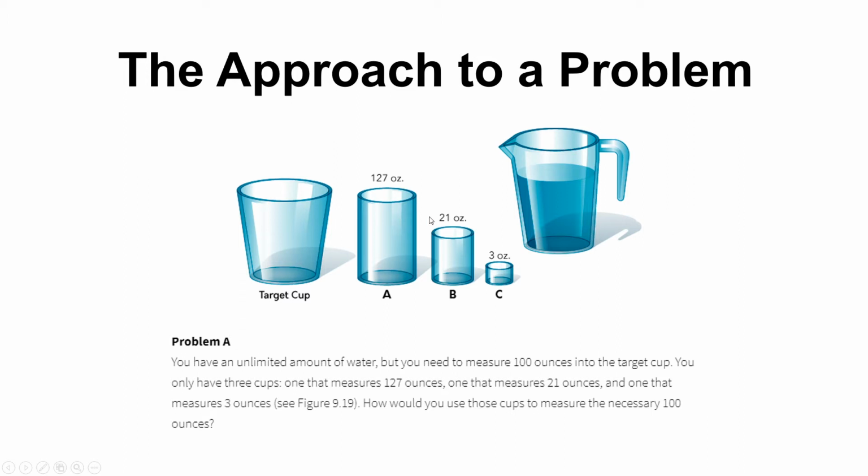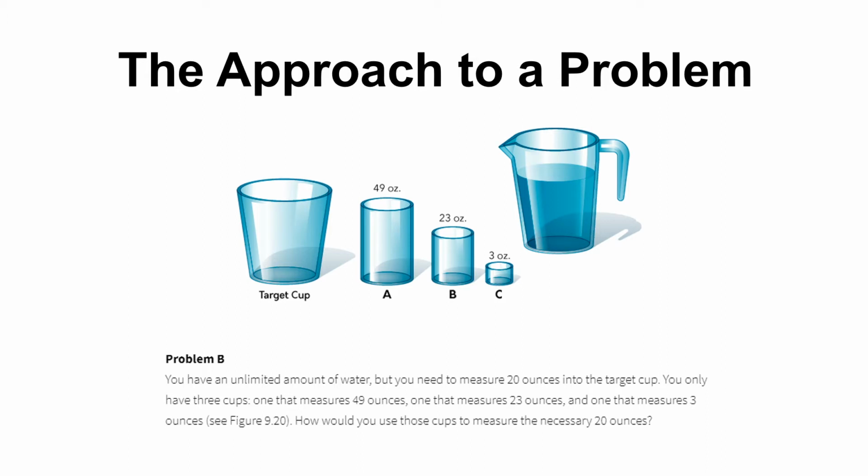Now, one solution that we could use is we fill cup A, pour that into our target cup, and then we subtract 21 ounces using cup B. That would bring our total down to 106 ounces, and then we could subtract 2 of cup C. So 3 and 3 would reduce 6 ounces and bring us to 100 ounces total. That would be a pretty efficient solution to this problem. So we've chosen our strategy, we know how to proceed.